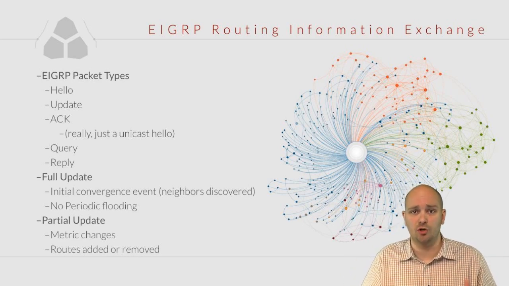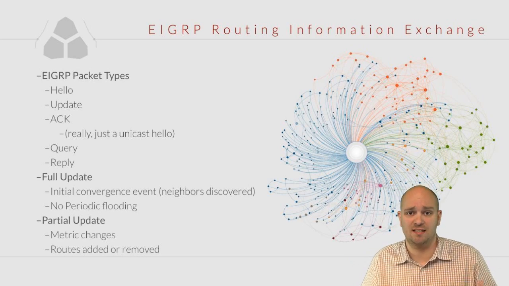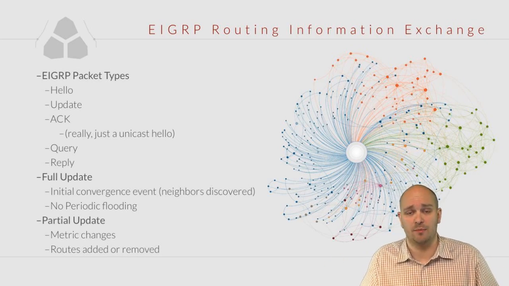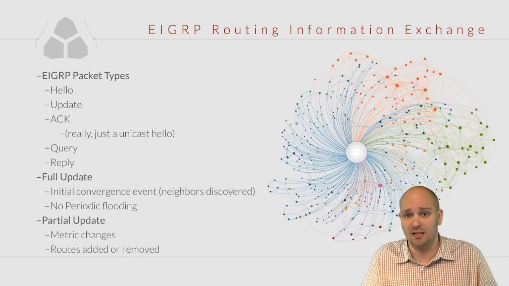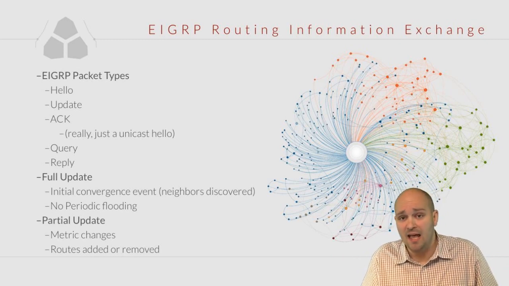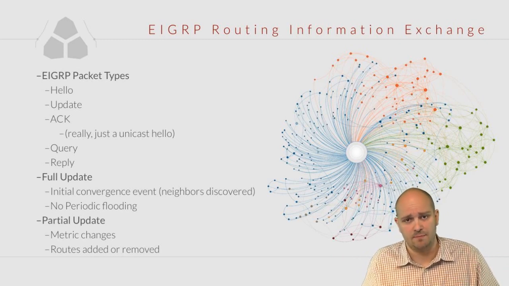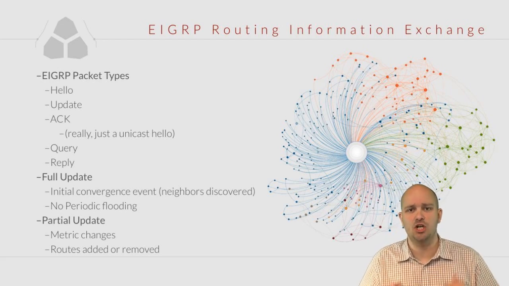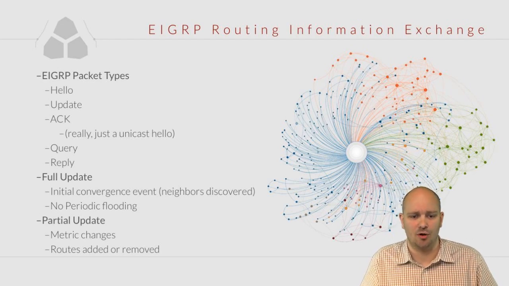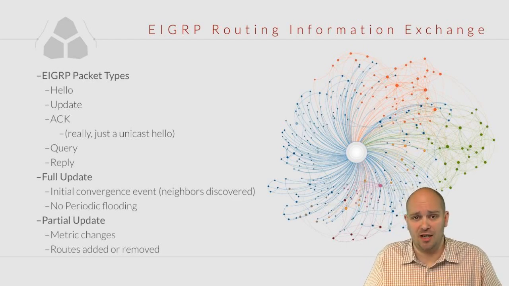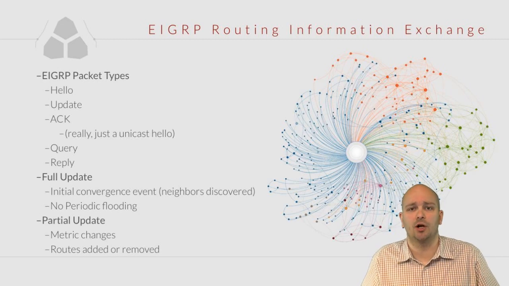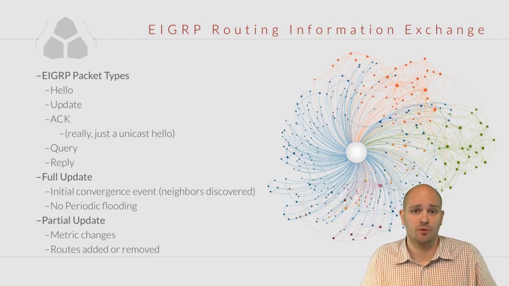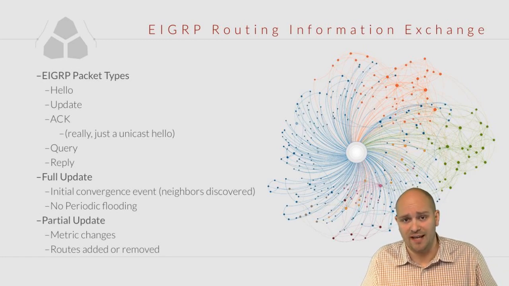This information is going to be valid as long as the neighbors exist, or one of the neighbors decides that information that it sent previously is no longer valid, and it's going to send a new update. All the changes that happen after this initial flood of information, after this initial large update has gone out, are simply going to be partial updates when the metrics on particular routes change, or if new routes are added or removed from our routing tables.